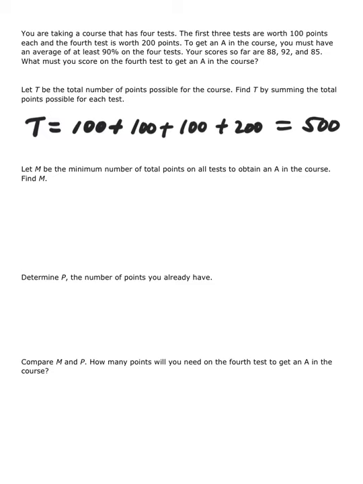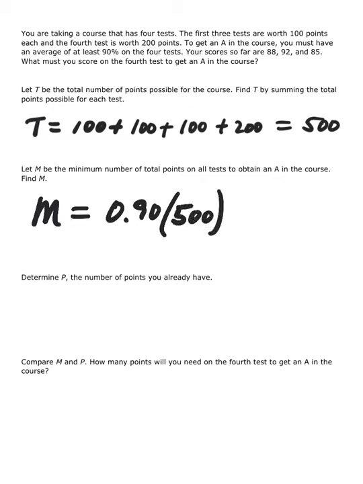Let M be the minimum number of total points on all tests to obtain an A in the course. To get an A, you must have 90% of the points, and there are 500 total. So if you multiply 90% of 500, you've got to have 450 points total to earn an A.